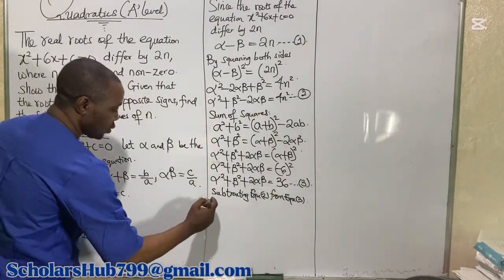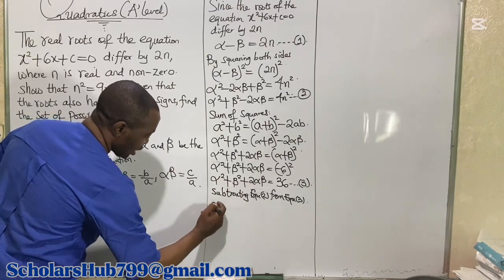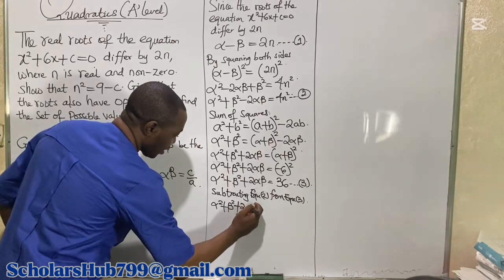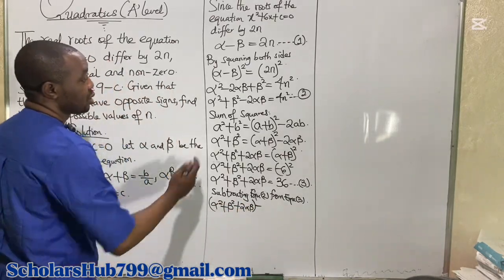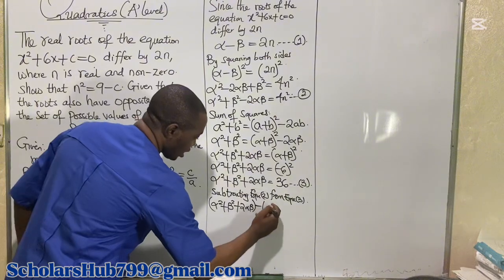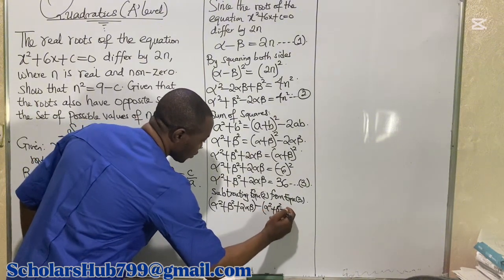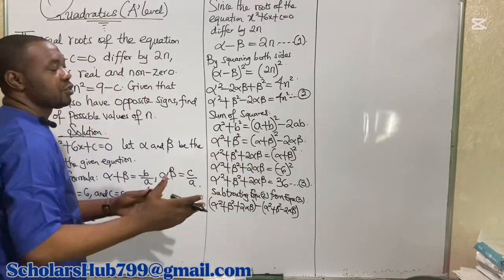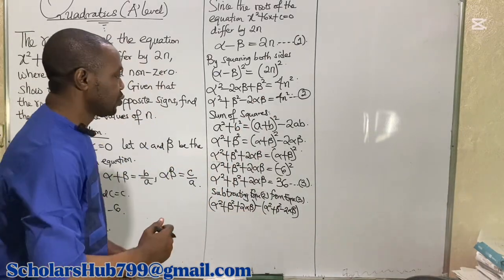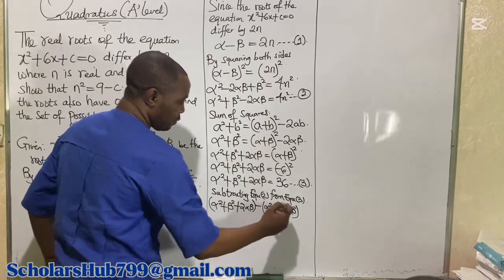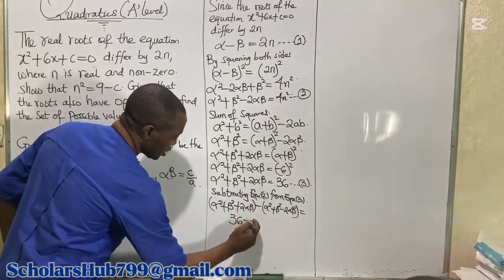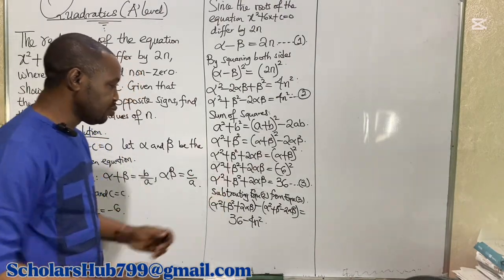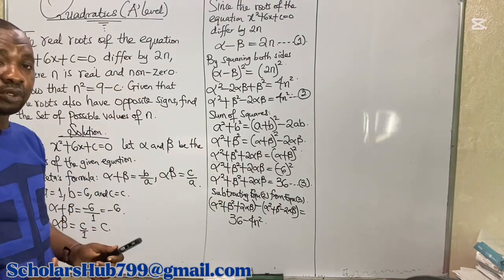Now we know that equation 3 is alpha squared plus beta squared plus 2 alpha beta, minus equation 2, that is alpha squared plus beta squared minus 2 alpha beta. Then, because we are subtracting equation 2 from equation 3, that will be equal to 36 minus 4n squared. So now let's remove the parentheses using the distributive property.